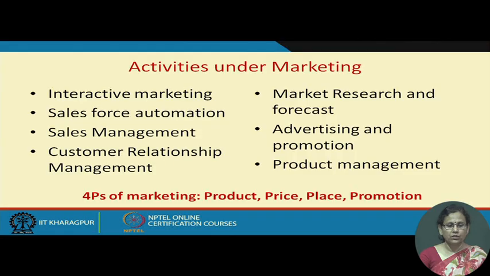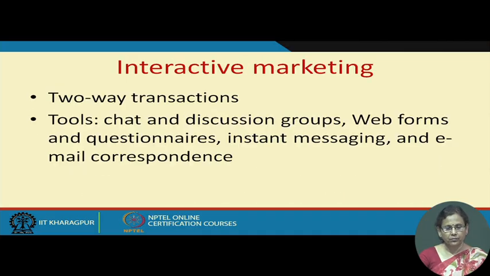So, what are those activities? They are interactive marketing, sales force automation, sales management, customer relationship management, market research and forecast, advertising and promotion, and product management. Of these, customer relationship management we have covered in great detail, and while discussing that we also talked a little bit about sales force automation and sales management. But the others we are going to deal with right now. So, the first task is interactive marketing.